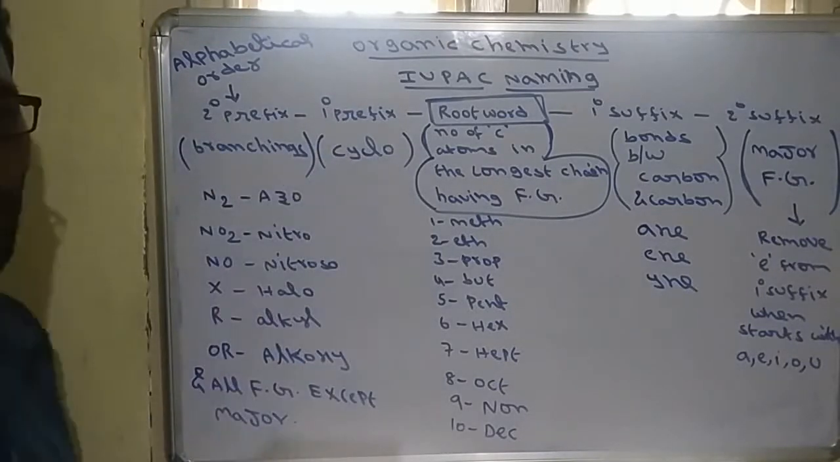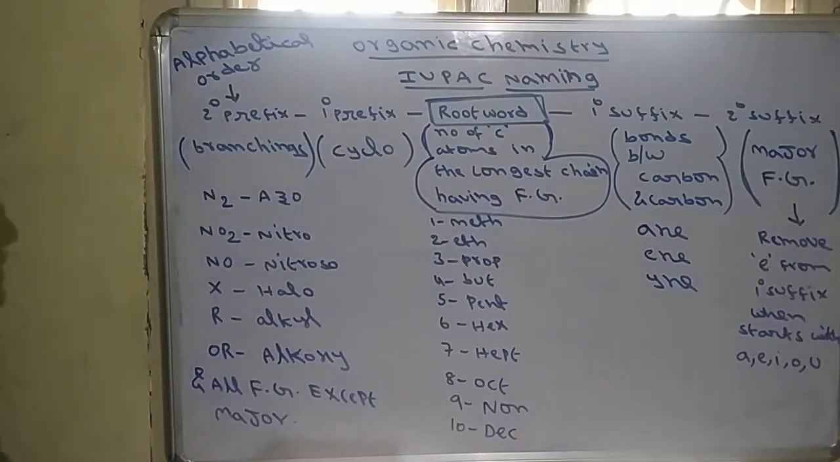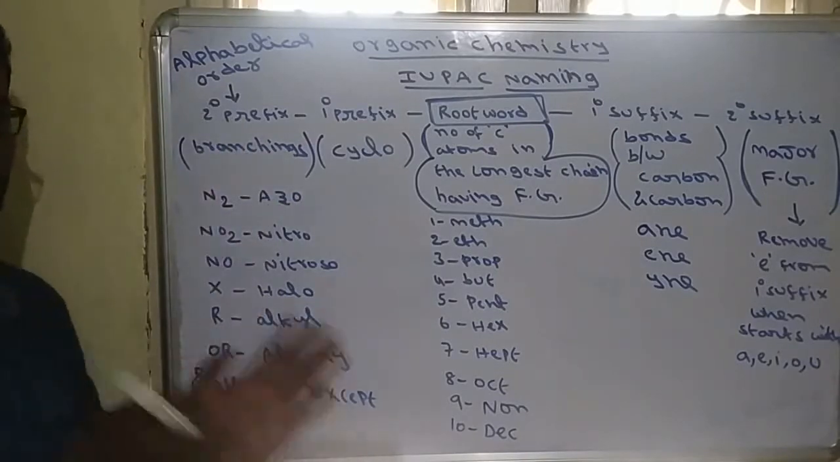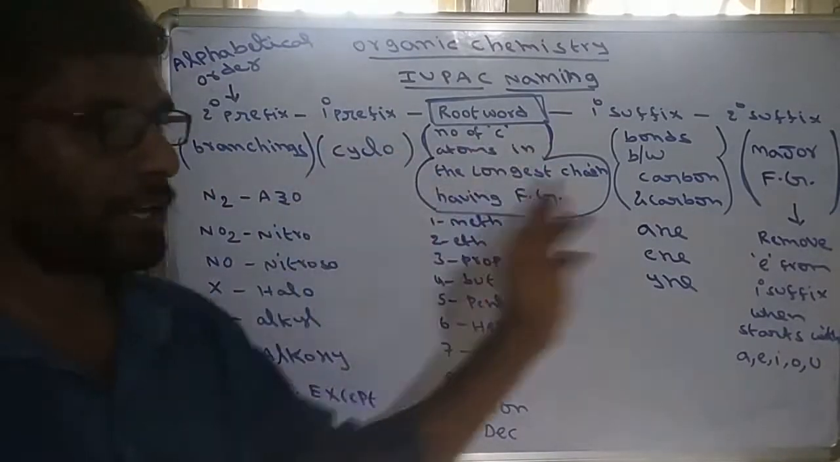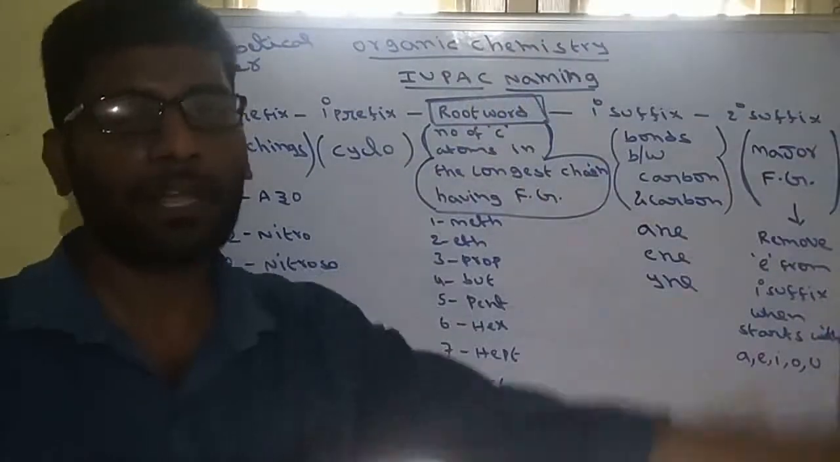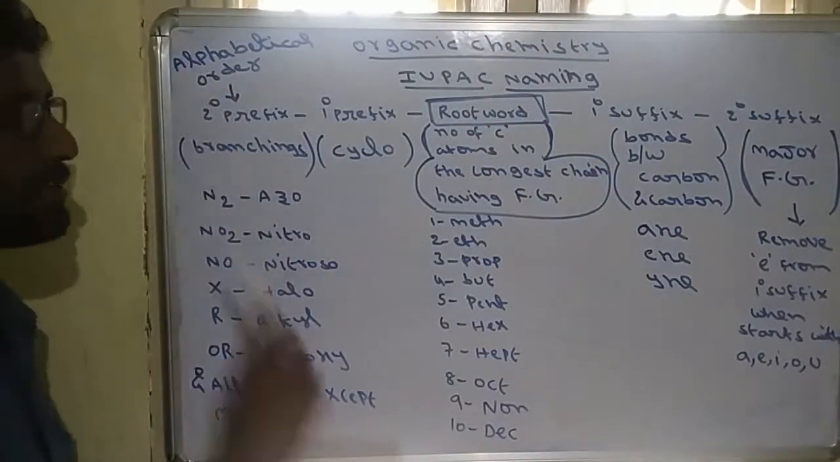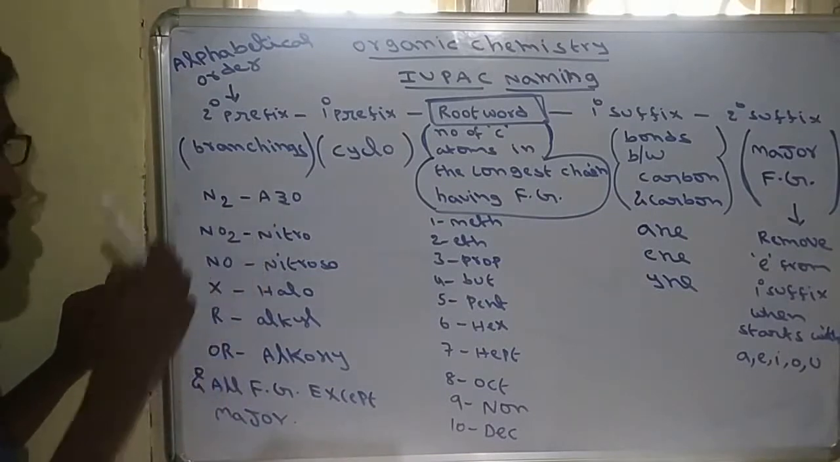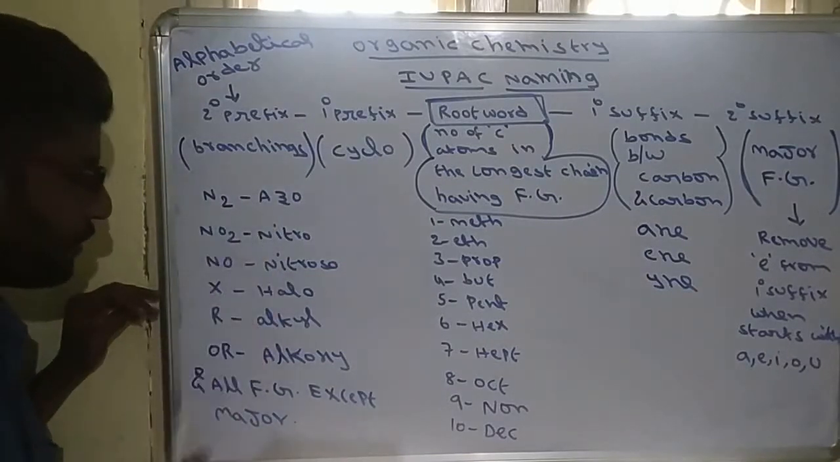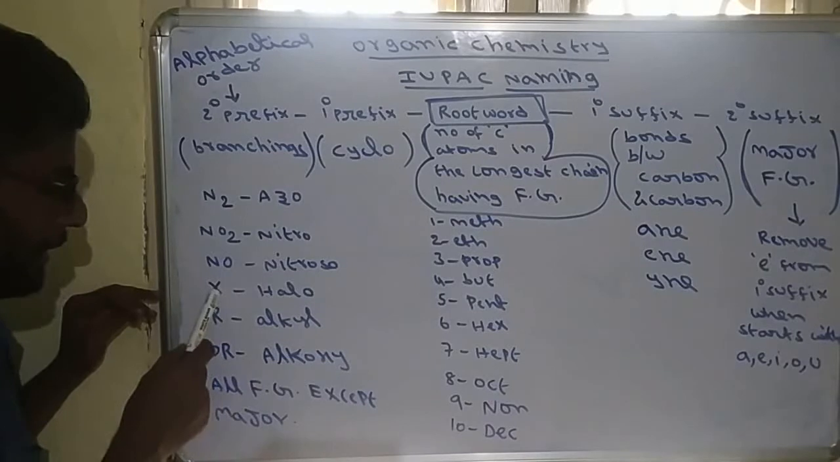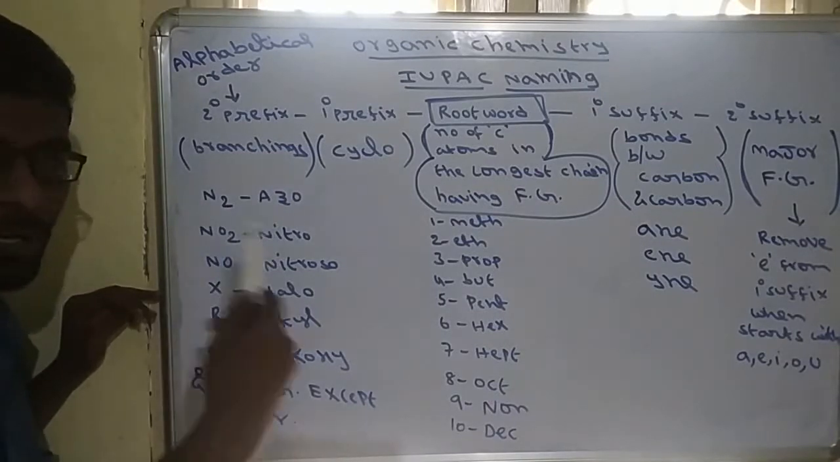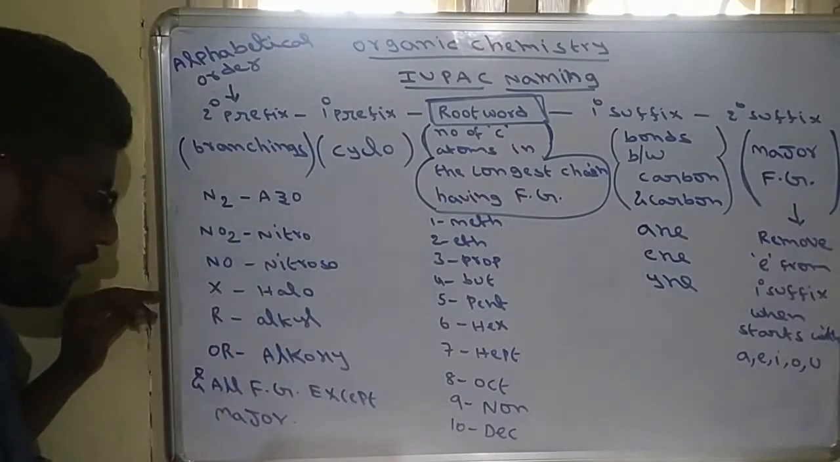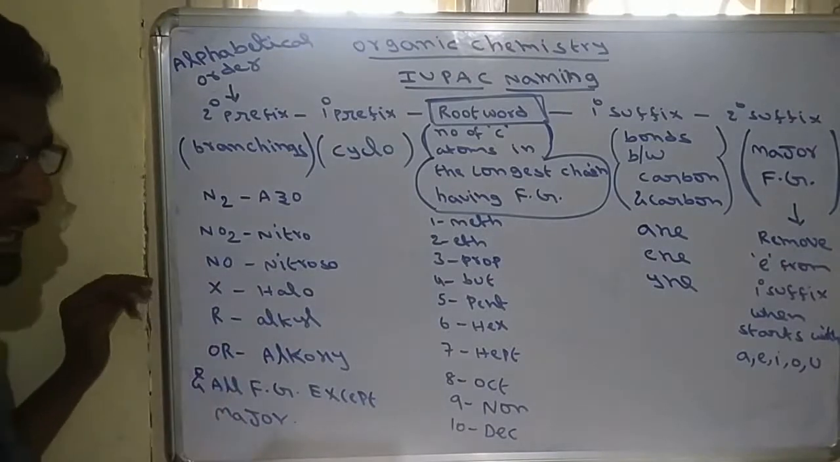Before that, we write the secondary prefix. Secondary prefixes are simply branchings. The root word is the longest chain, and in that chain any extra branchings are what we call secondary prefixes. All these branchings are given here. N2 we write as azo. NO2 is nitro, NO is nitroso. X means any halogen, chlorine, bromine, iodine, and we write halo. R is alkyl.